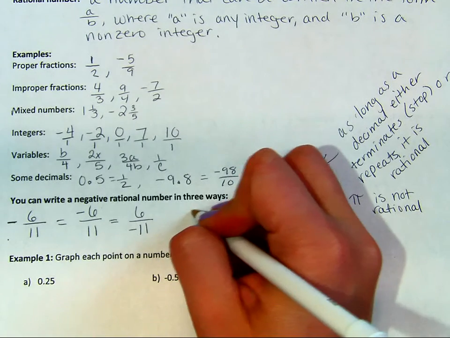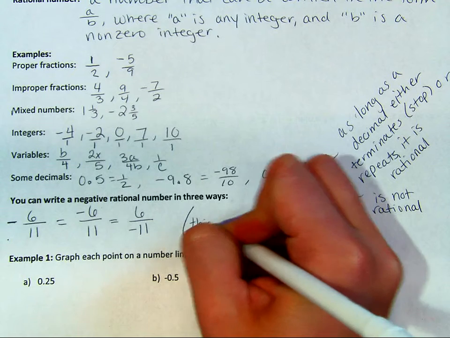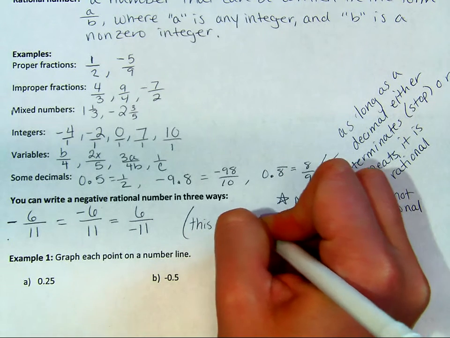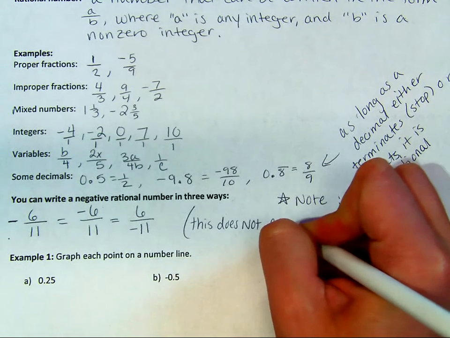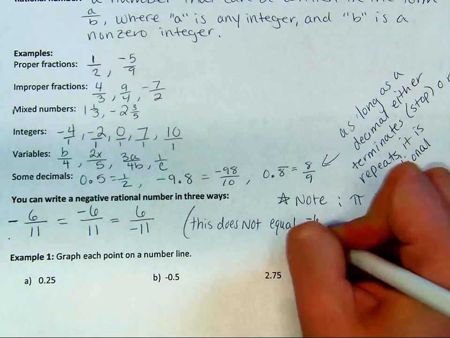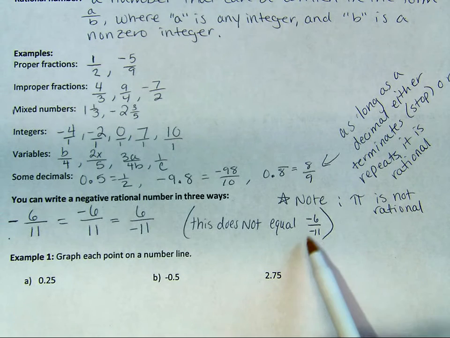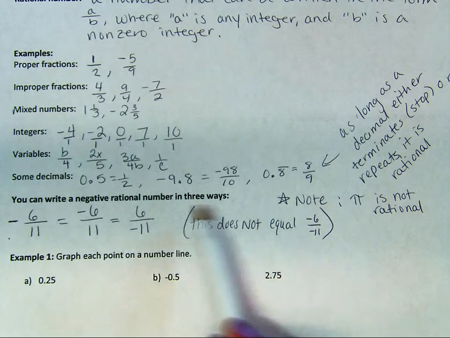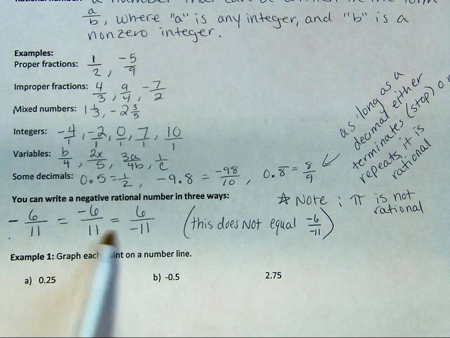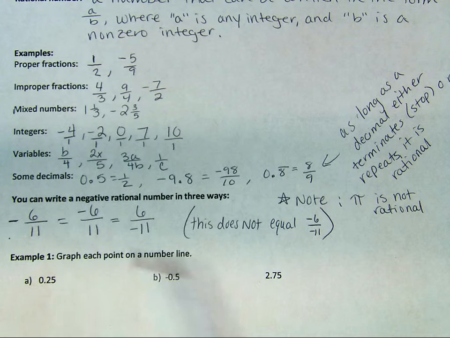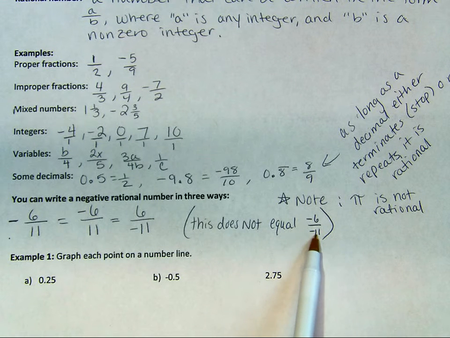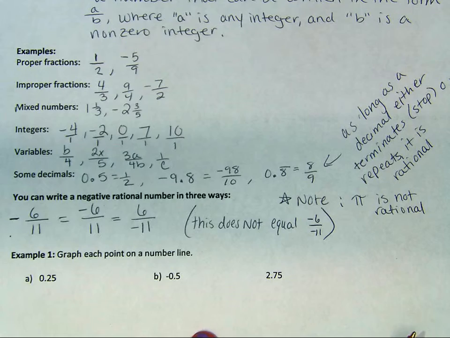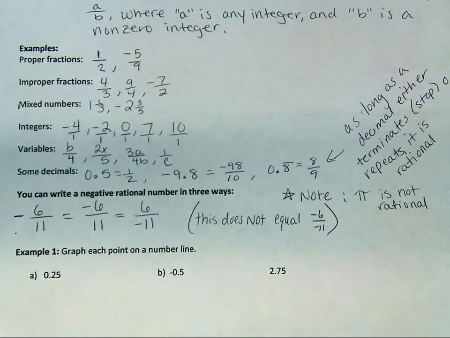And then, this does not equal negative 6 over negative 11. Notice there are 2 negative signs there. So that is not equivalent to any of those fractions. If I have a negative 6 divided by negative 11, technically that cancels out and makes a positive 6/11.